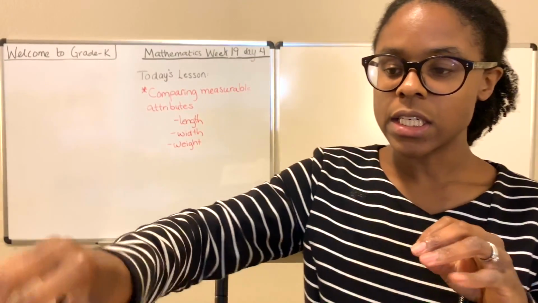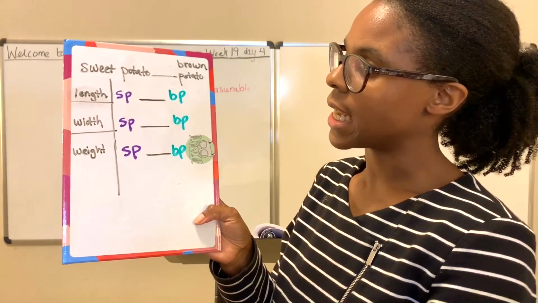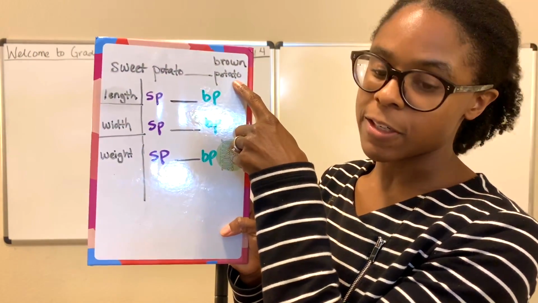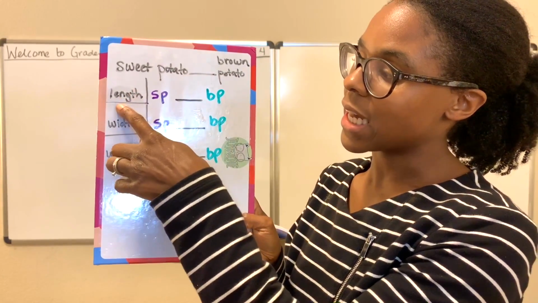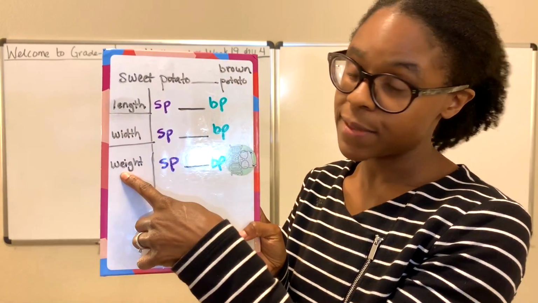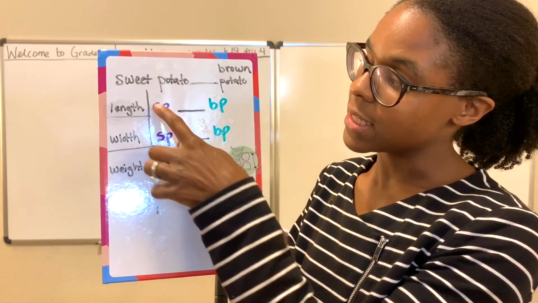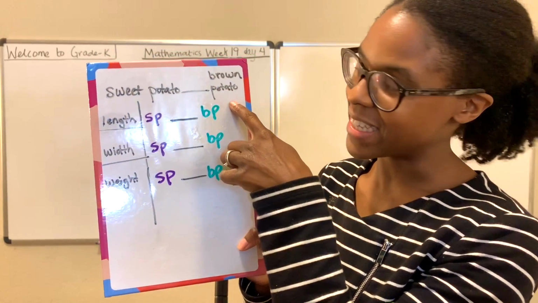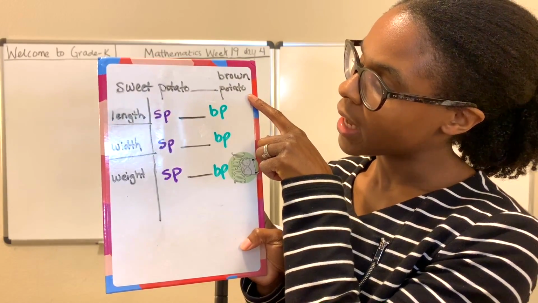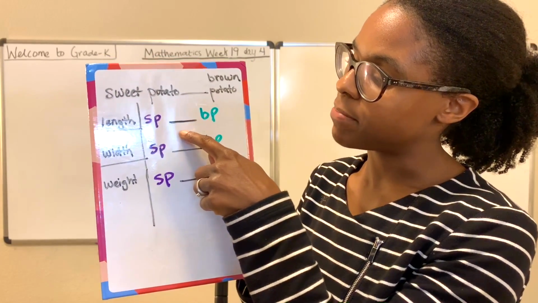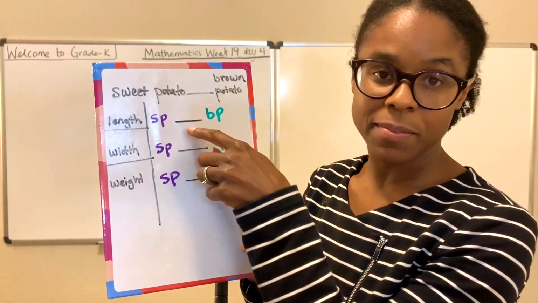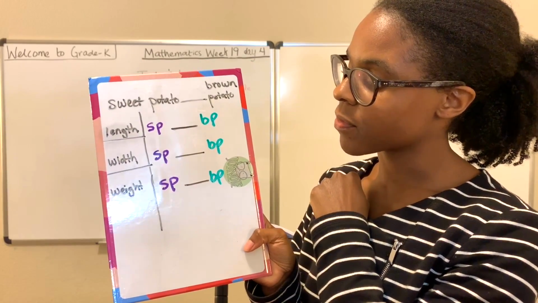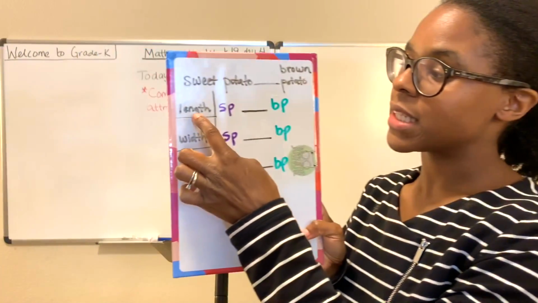And what I've got here is our board, which contains the sweet potato on one side, the brown potato on the other. We're going to look at length, width, and weight. And SP stands for sweet potato. BP stands for brown potato. And what we're going to do is, based on whichever has the greater amount, we'll use the correct symbol to represent that. Okay, so the very first thing we're going to do is look at length.